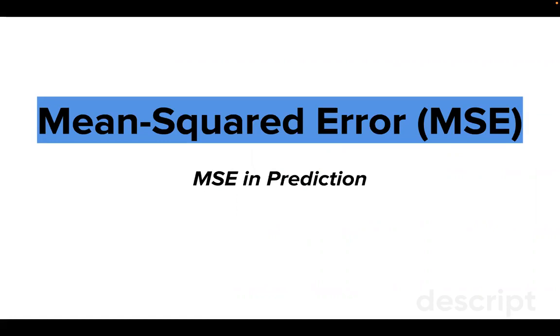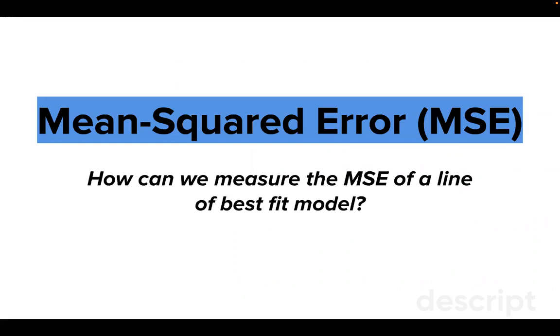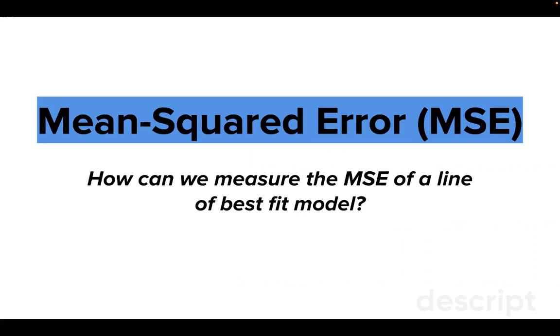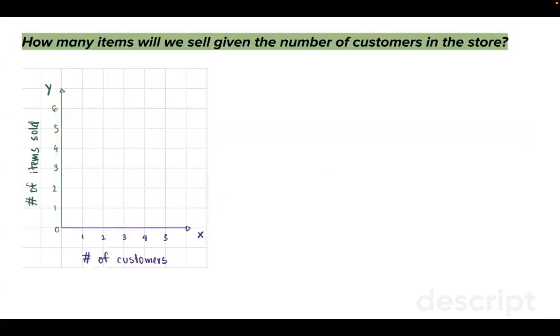Another example of mean squared error is in prediction. You might remember that we used a line of best fit model to predict values. We can actually use mean squared error to measure the accuracy of a line of best fit model. Let's look at an example to see what I mean. We'll be looking at how many items we will sell given the number of customers in the store. The goal is to try to be able to accurately predict the number of items sold given the number of customers.